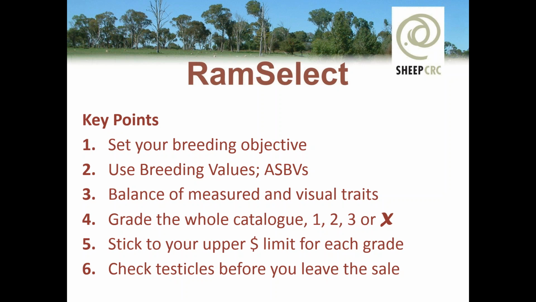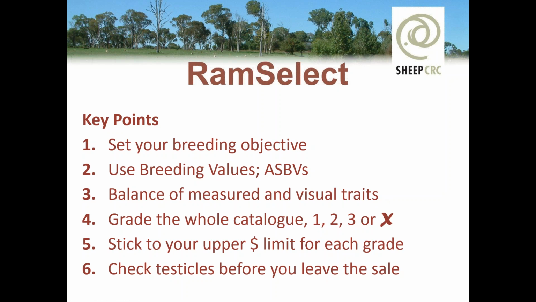Then using breeding values, or ASBVs as the sheep industry calls them, or EBVs as the cattle industry calls them. So we'll deal with that in a brief way, but I hope it gives you a good start if you haven't already got that. Importance of getting a balance between the measured and visual traits in your objective. Some people can deal with one or the other, but often struggle to get it right across the range of things, and everybody's got a mix of both of those. So you need to really get a good balance.